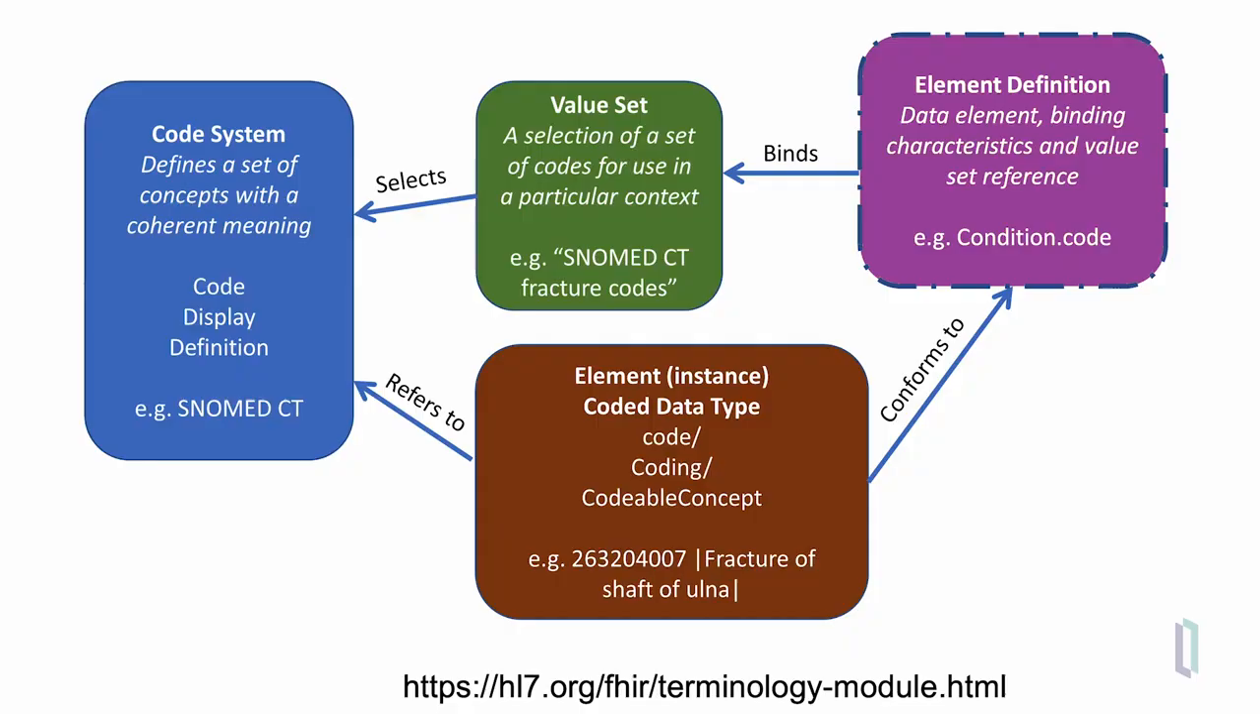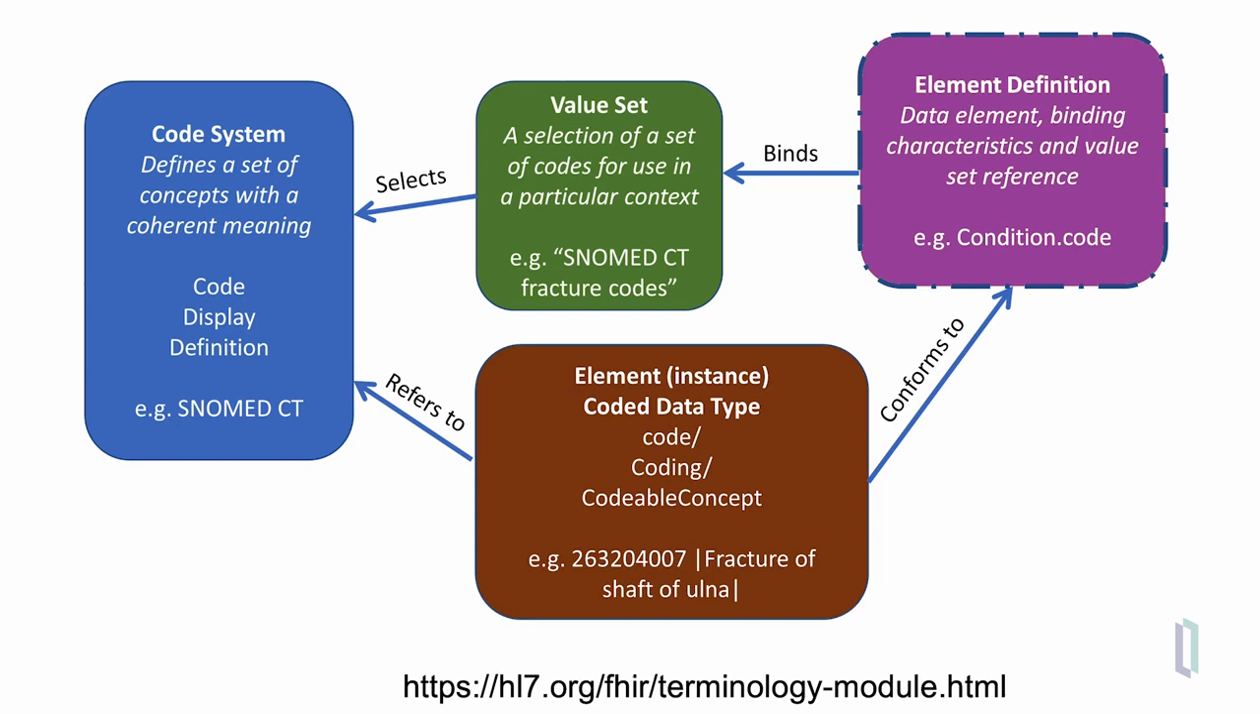So this diagram is a representation of how terminology is used in FHIR. So on the right, in the purple box, is an element definition for a particular element within a FHIR resource, and that element is bound to a certain value set. That value set is a selection of codes for use in this particular context for this data element. It might, as in this example, be a set of SNOMED CT fracture codes.